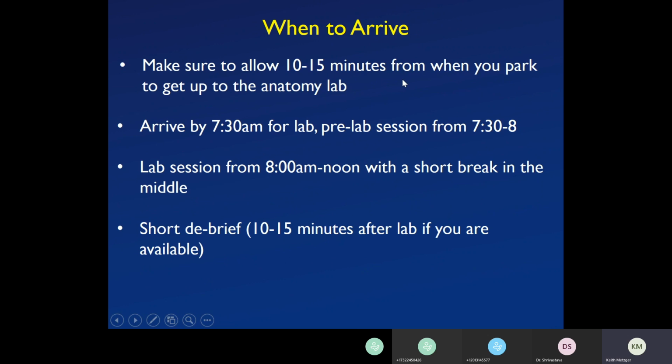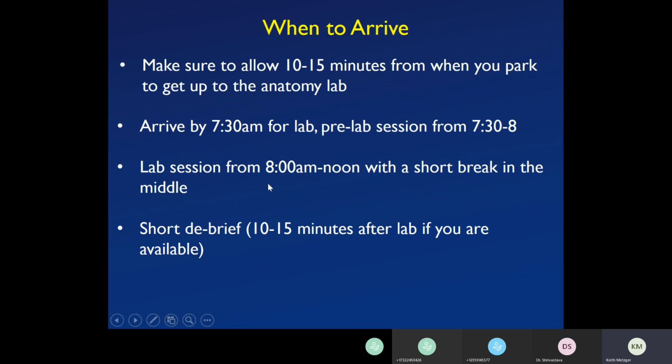So when to arrive? Like I said, make sure to allow 10 to 15 minutes from when you park to get up to the anatomy lab. Please arrive by 7:30 for the lab. We do a pre-lab session from 7:30 to 8. We let you know here is your area, here is the anatomist you're going to be working with. We go over the goals and what the students did last time, so you know where they are, and we'll give you a little bit of time to speak with the School of Medicine anatomist in your area to familiarize yourself with what's going to be happening.